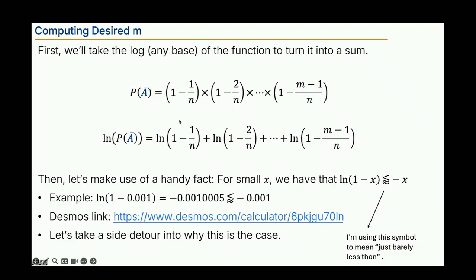If the thing inside the logarithm is small, if x is small, then the natural logarithm of 1 minus x is going to be ever so slightly smaller than minus x. Let me show you by example. If I take the natural logarithm of 1 minus 0.001, and compute this number, it's negative 0.0010005, which is ever so slightly smaller than minus x. Okay, this symbol I'm using to mean just barely smaller. Do you believe me? Well, okay, I gave you an example. What about Desmos? Okay, I'm skipping the verification.